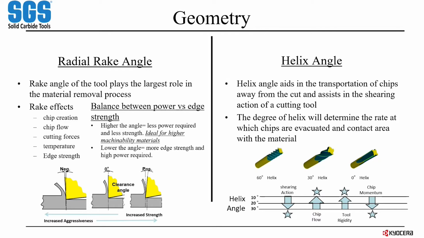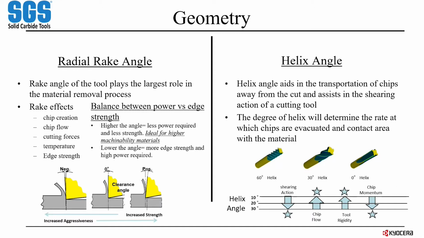Next up is helix angle. Helix angle helps with getting the chips up and away from the cut, and also helps with the shearing action of that tool. Now shearing, a lot of times you think about aluminum, where we really want to get a good shear because we're going to get a better finish, and it's going to make it cut real easy and pull that chip away.